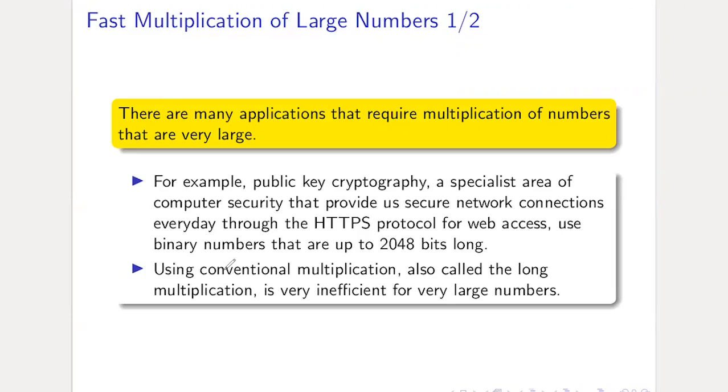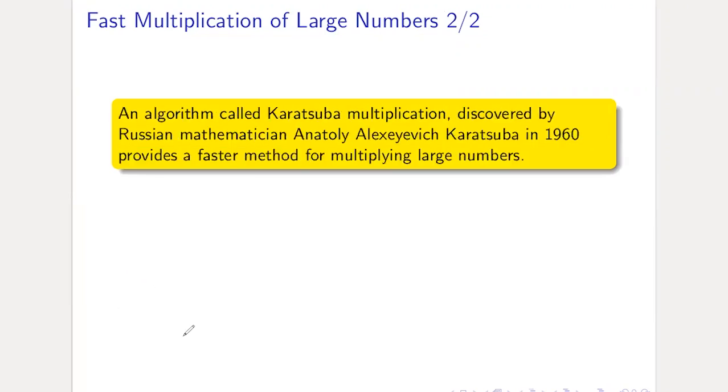Given that situation, multiplying these large numbers fast is a very important requirement. Now, if you consider conventional multiplication, which is also called long multiplication, it is very inefficient for very large numbers. It's not something that you can build a mathematical operations library around and use widely in your programs. So we need something better.